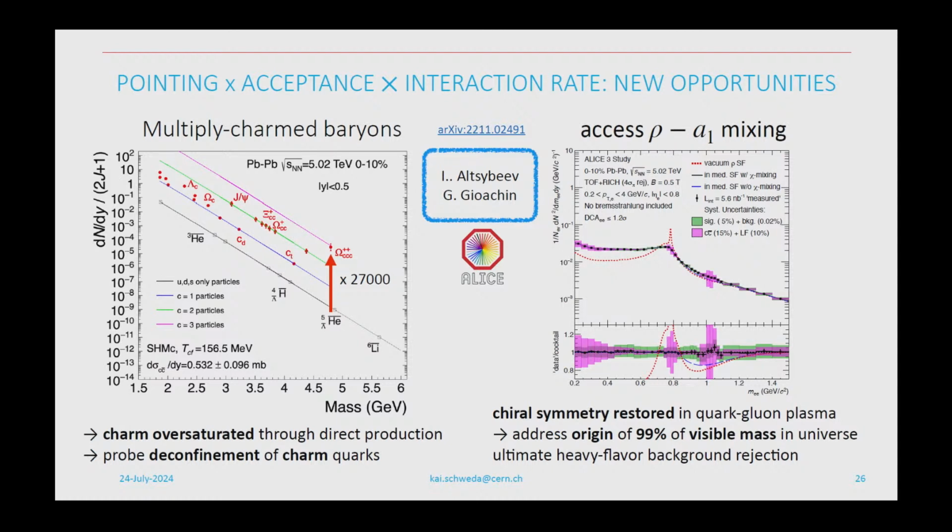If this turns out to be correct, this would beautifully demonstrate that the heavy charm quark can propagate freely over a large volume and is then subject to statistical hadronization.